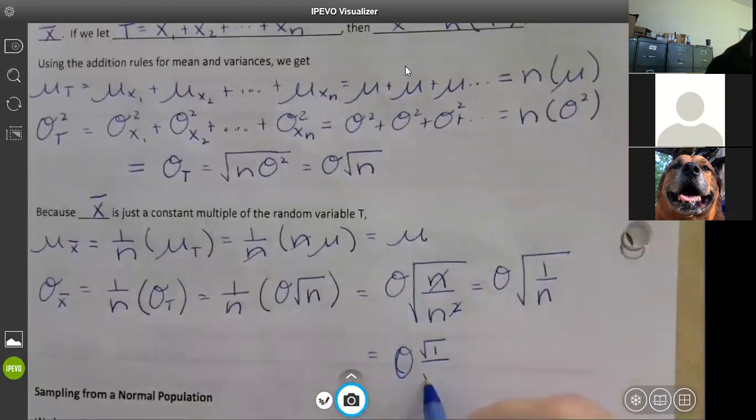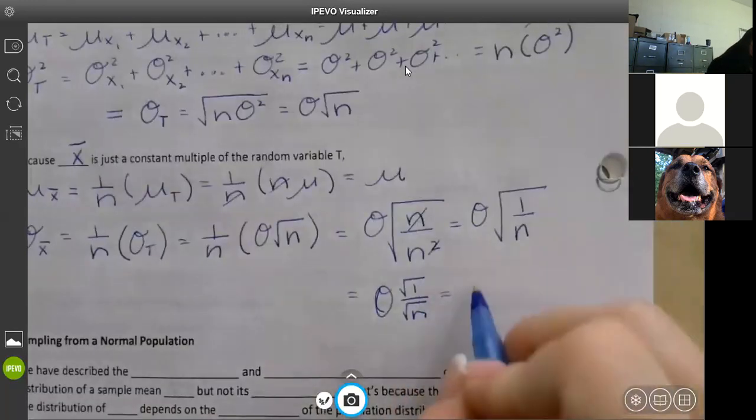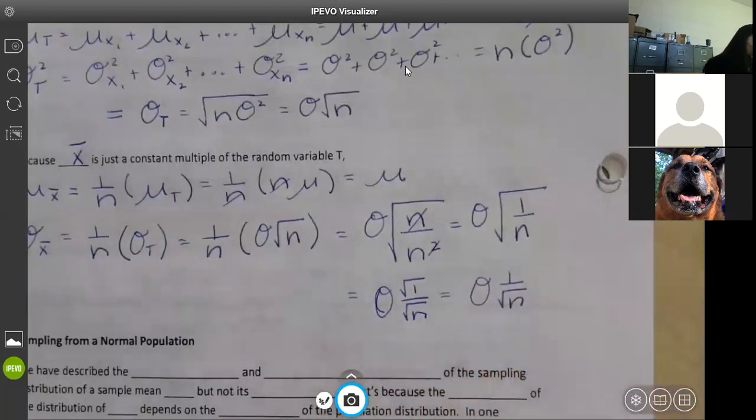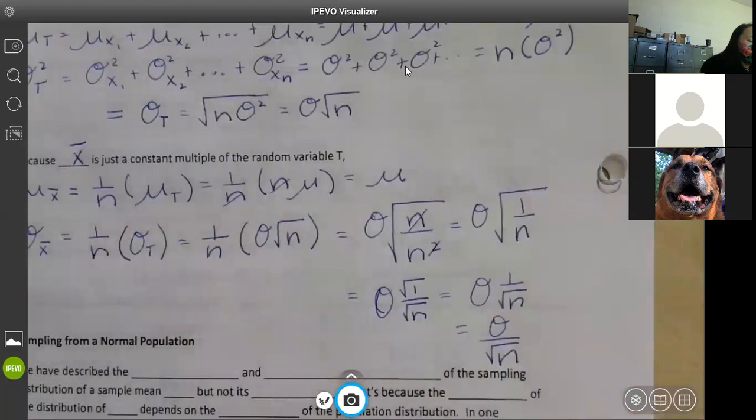We can rewrite this big square root as 2 small square roots. Square root of 1 is 1. We cannot take the square root of n. And then if we multiply it together, there's where your formula comes from.